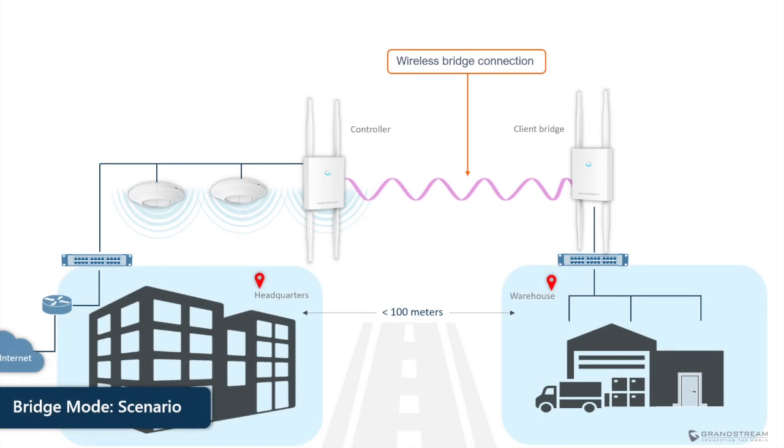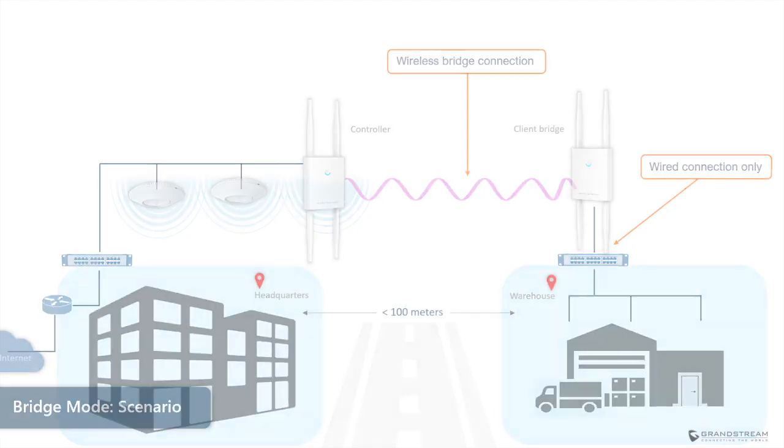In this scenario, we have two locations, headquarters and a warehouse across the street that needs to be connected to the main network. The cost and complexity of running Ethernet cables from the main office to the warehouse can be circumvented by simply setting up a wireless bridge to accommodate the devices that need wired connection to the main network. An important thing to note is that the access point in client mode can only provide wired connection to the devices in the warehouse. In other words, the client bridge cannot be used to provide Wi-Fi connection to wireless stations.